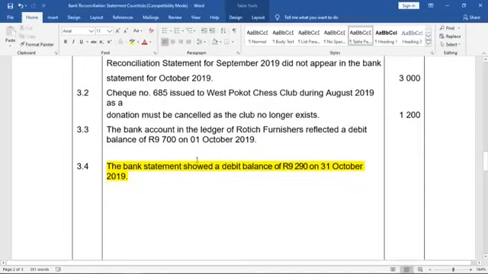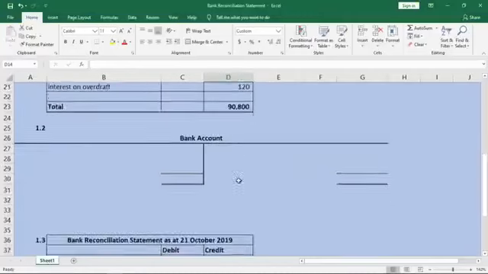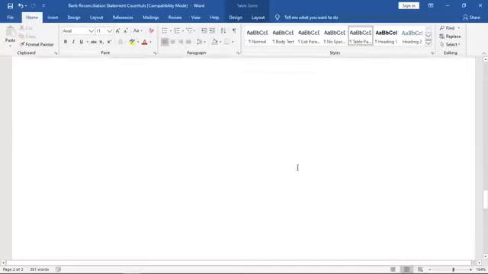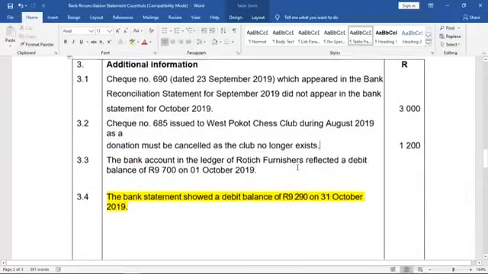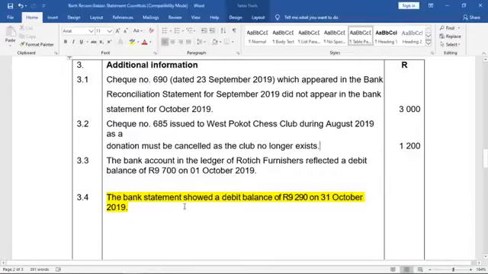And then we were told the bank account in the ledger of Rotich Furnishers reflected a debit balance of 9,700. Now, the only thing that we are left to do in our bank reconciliation statement, as you can see, we're done with all the information we're given. Remember, we always start with the debit balance as per bank statement. And then the last thing that we do at the bottom, don't forget, we put the balance as per bank account, in its correct side.